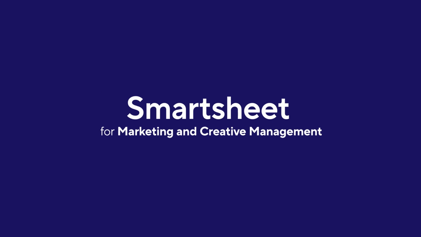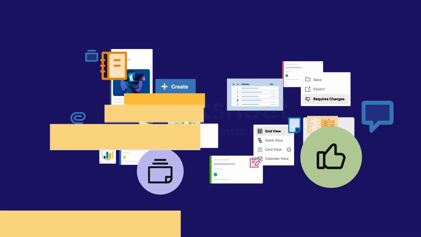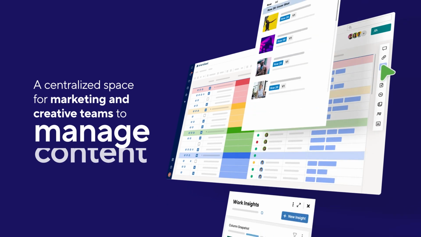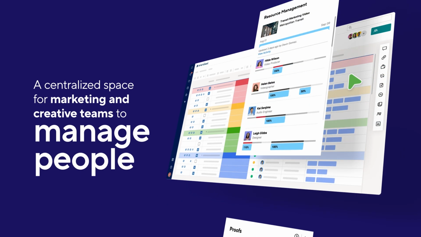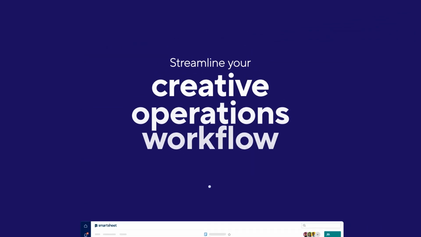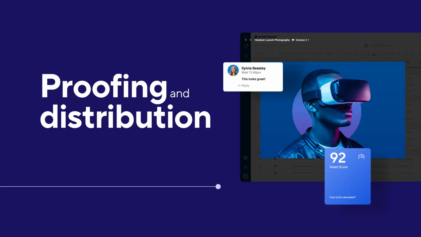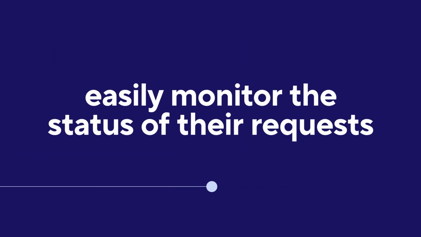The Smartsheet platform for marketing and creative management gives teams a single, centralized space to manage work, content, and people. Streamline your creative operations workflow from intake and assignment to proofing and distribution, while empowering stakeholders to easily monitor the status of their requests and locate branded assets.